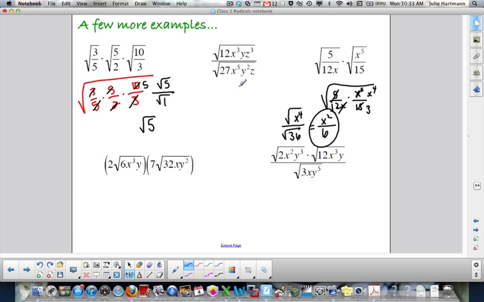Alright, this middle one, I'm going to simplify first. Okay, combine it all under 1.